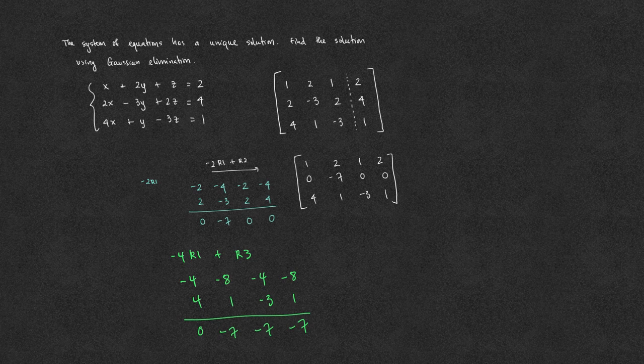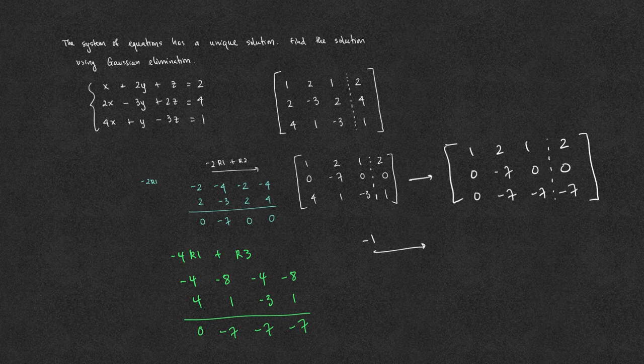So we obtain an equivalent matrix. We keep the first two rows, 1, 2, 1, 2, 0, negative 7, 0, 0. But the third row is now 0, negative 7, negative 7, negative 7. Next, we will need to turn the leading non-zero entry in the third row, negative 7, to 0. And to do that, we either take row 2 minus row 3, or we can take negative 1 times row 3 and add it to row 2.